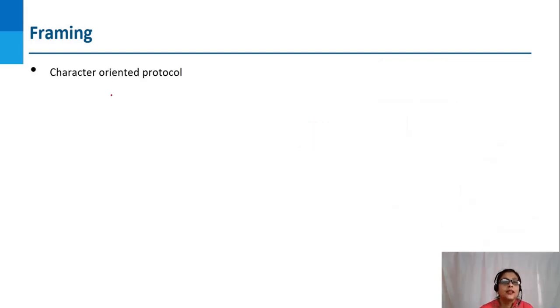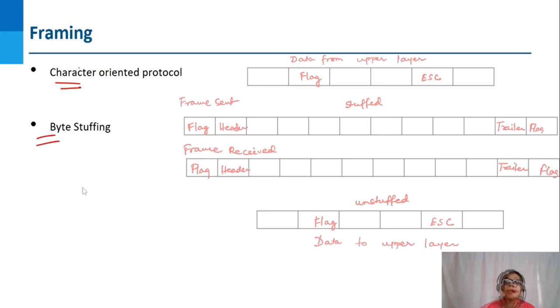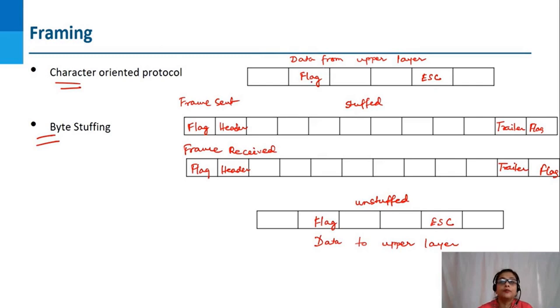Let us understand the character-oriented approach of framing. Let us understand the bit structure in framing. So here there is a term which is called byte stuffing, which we will learn very shortly. Let's say this is the data from the upper layer that is coming to the data link layer, and when it comes to the data link layer, we have to add one header that consists of the source address or the destination address and the trailer, which consists of the control information along with the error detection and correction codes.